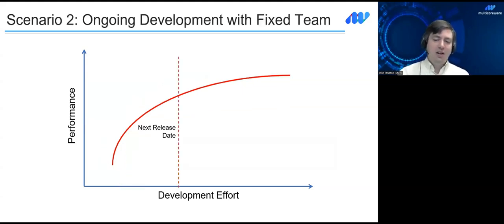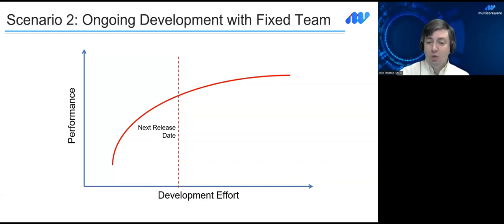There's a second scenario that is equally valid, but I think is a little bit more overlooked. And it has to do with, again, what happens on this curve and what happens when the curve shifts due to increased productivity. So let's say that instead, we look at a scenario not of there's some minimum performance target and we're trying to hit it as soon as possible, but instead, let's just say we have a product that we are investing ongoing development effort into. You've got a team of people that are working on this product and you've got some next release date planned.